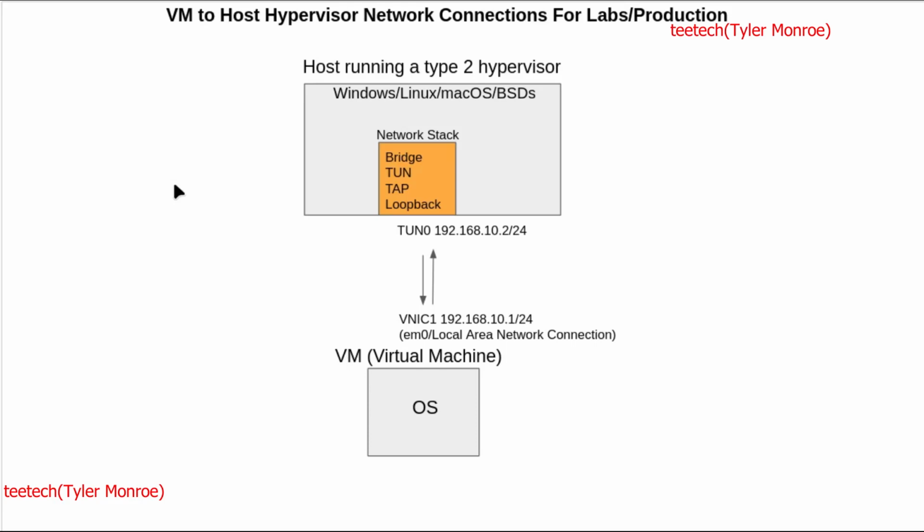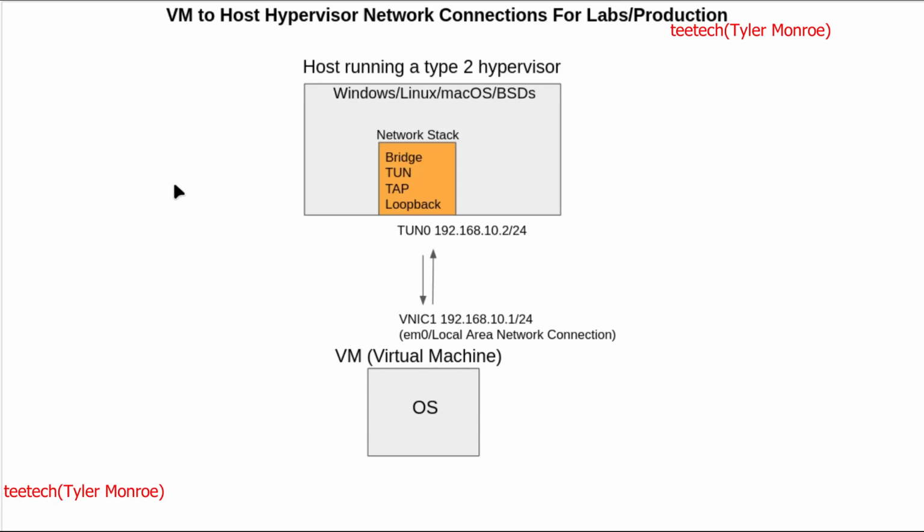Something like VMware ESXi or Proxmox are Type 1. That's something separate. But they can run on many operating systems, including Windows, Linux, Mac, and any of the BSDs. But what we're doing to make virtual networks for them, virtual interfaces, is we're using our operating system's network stack.